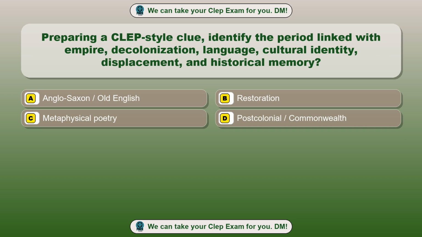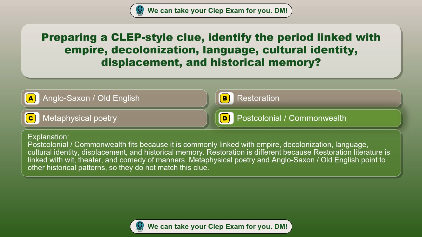Question 37. Preparing a CLEP-style clue. Identify the period linked with empire, decolonization, language, cultural identity, displacement, and historical memory. Option A, Anglo-Saxon/Old English. Option B, Restoration. Option C, Metaphysical poetry. Option D, Post-colonial/Commonwealth. The correct answer is option D, Post-colonial/Commonwealth.